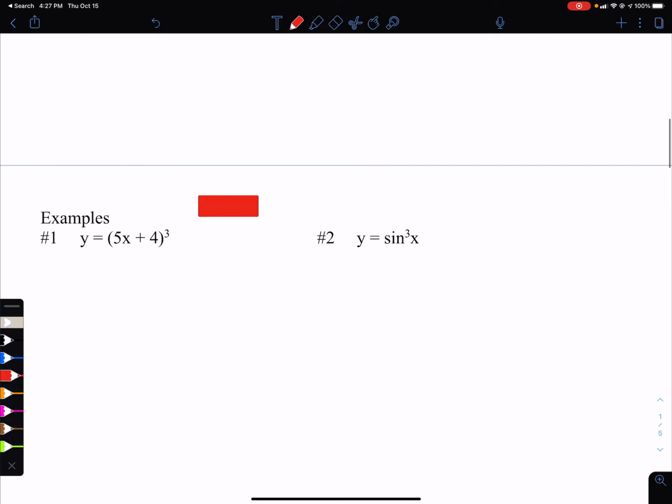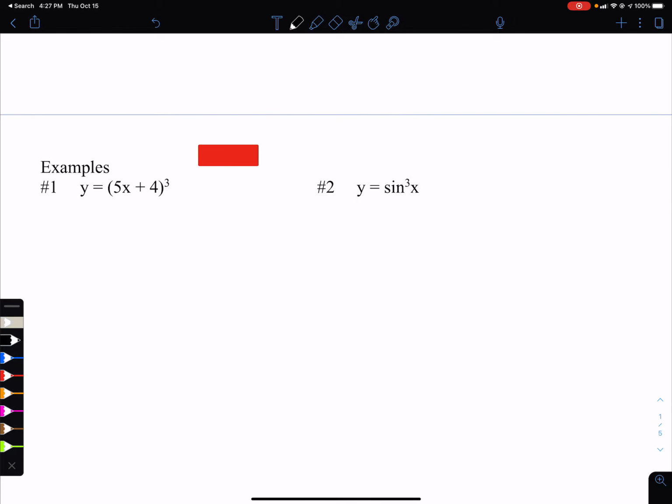So I will show you the process of how you might do that, and you might practice this. Looking at number 1, we have two functions. I'll call them f of x and g of x. One of them clearly is 5x plus 4. And the other one, if you look at it, is something cubed. So we call that other function x cubed.